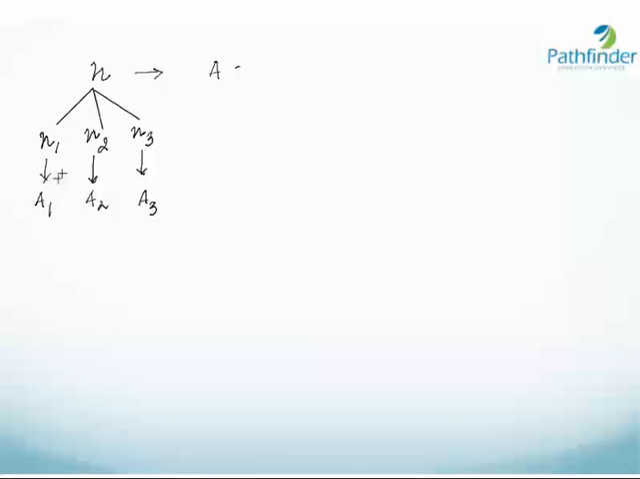So we see we have a subgroup of n1 numbers whose average is a1. We have another subgroup n2 whose average is a2. We have another subgroup n3 whose average is a3.